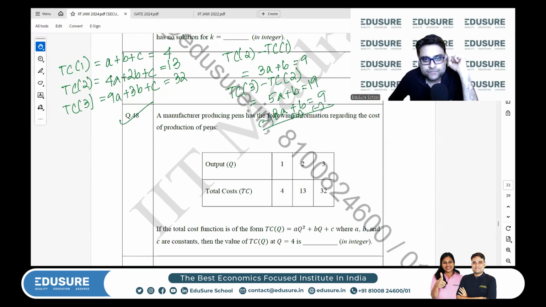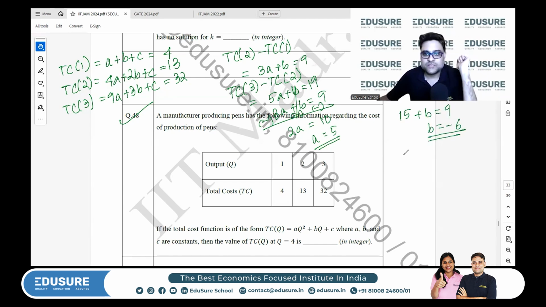Subtract. 10. 2A is 10, so A is equal to 5. If A is equal to 5, put it here. 15 plus B is equal to 9. B is equal to minus 6.